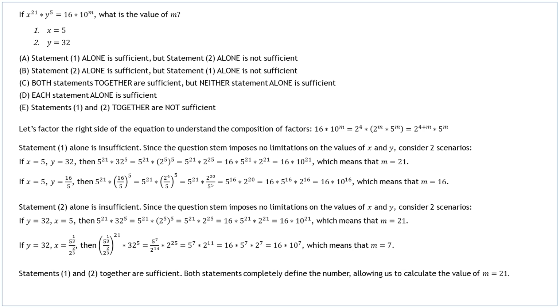Statements 1 and 2, together are sufficient. Both statements completely define the number, allowing us to calculate the value of m. Always pay close attention to the limitations imposed by the question stem, as acknowledging them is the most critical factor for success on data sufficiency problems. The correct answer is C.